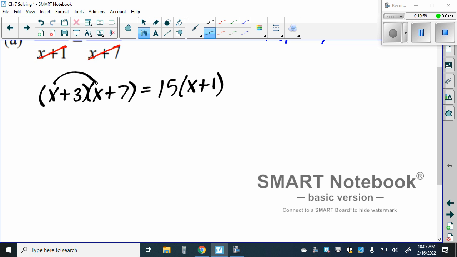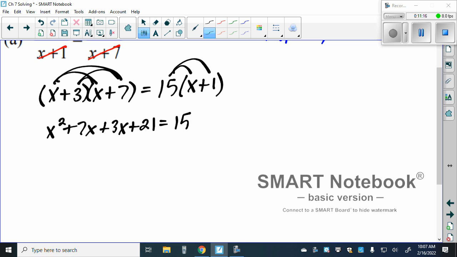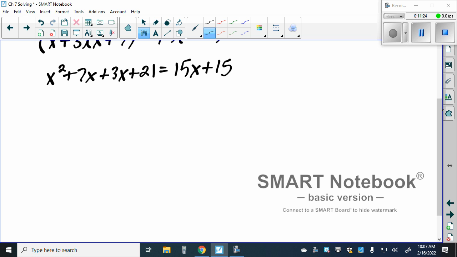Because now we can go on and multiply through. X times x is x squared. X times 7 is 7x. And then we can do the same thing with the 3. Plus 3x plus 21. Now at this point here, we can combine our like terms. X squared plus 10x plus 21 is equal to 15x plus 15.